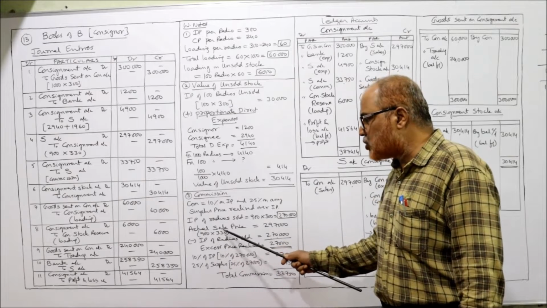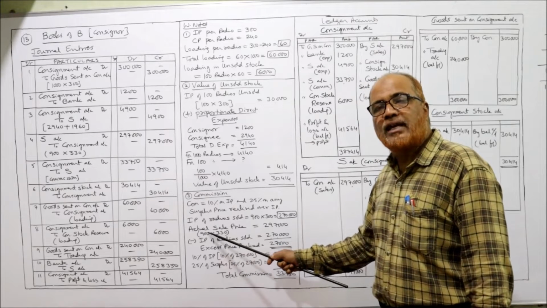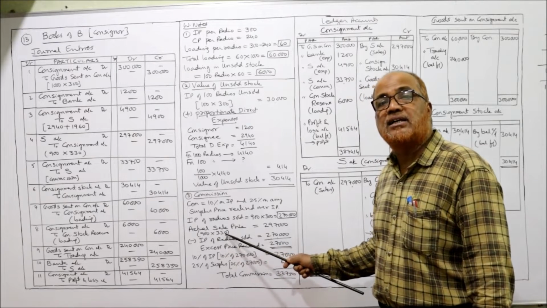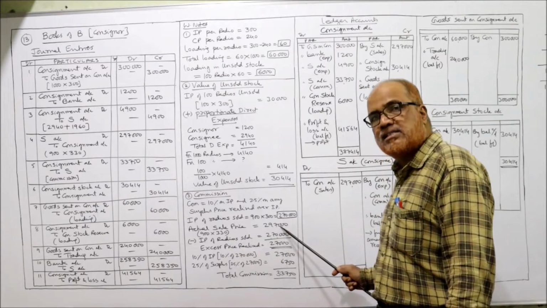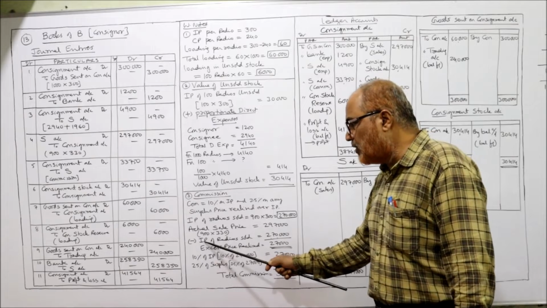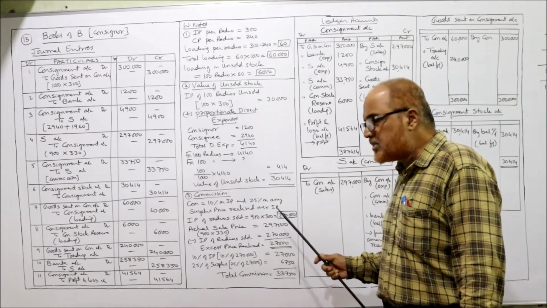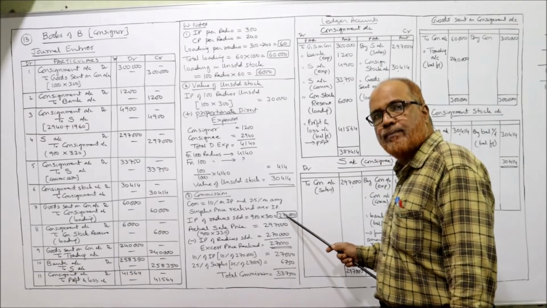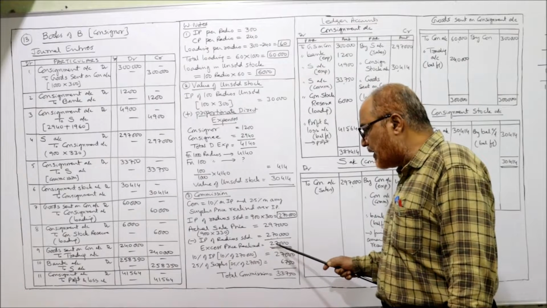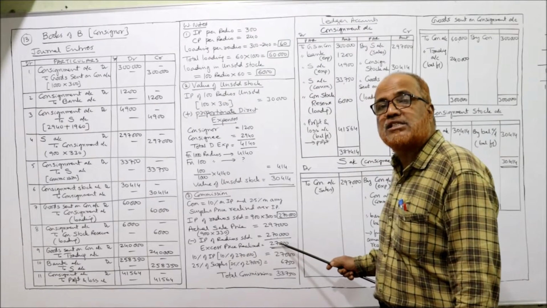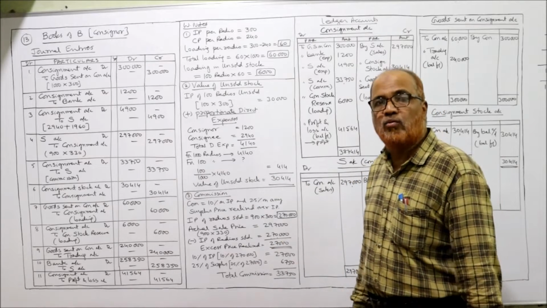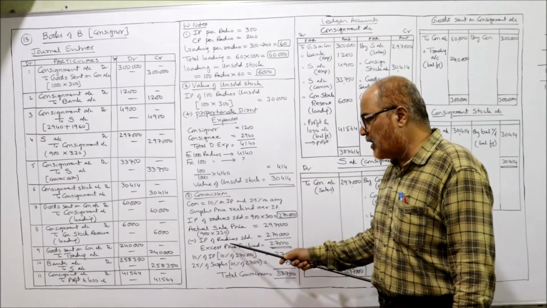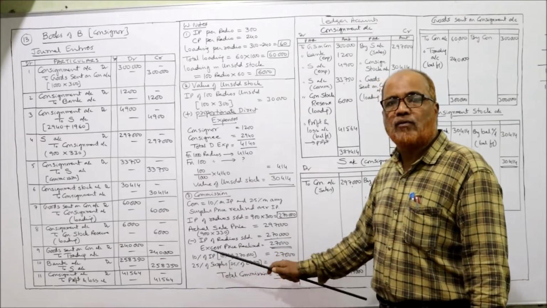Now actual sale price. Actually 900 radios are sold at 330 rupees given in the problem. So if you multiply, it comes to 2,97,000. Less invoice price of radios sold, 2,70,000. So deduct 2,70,000, 27,000 rupees is the excess price realized over invoice price.